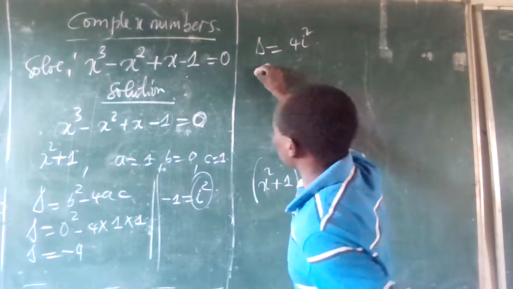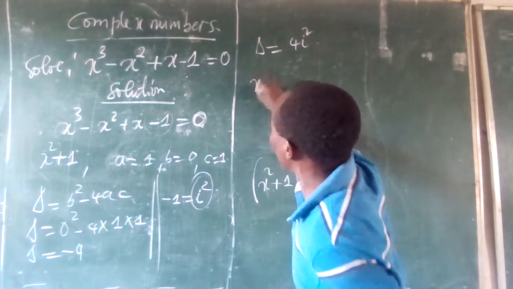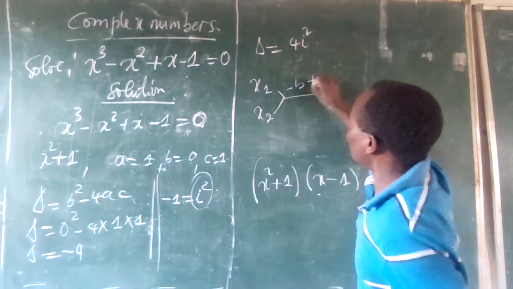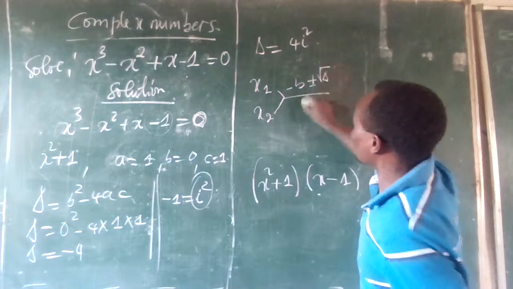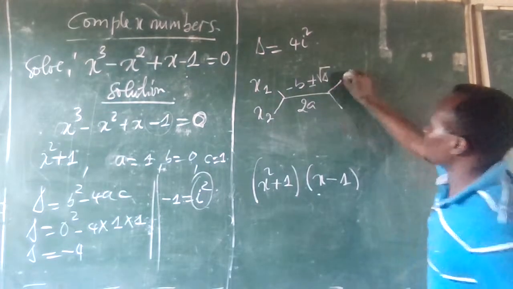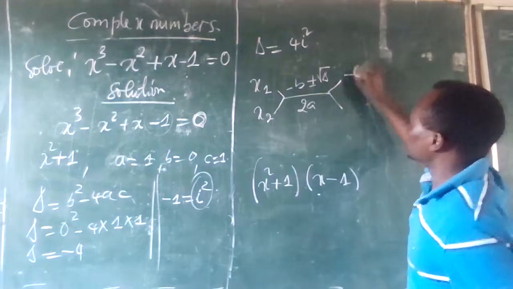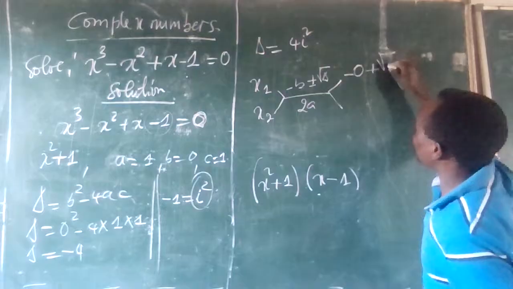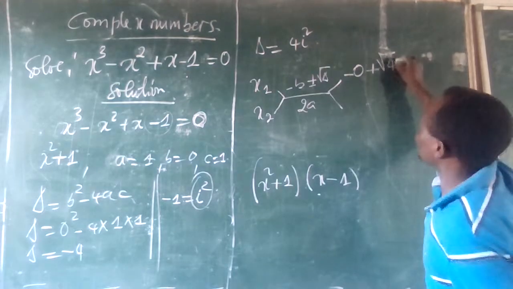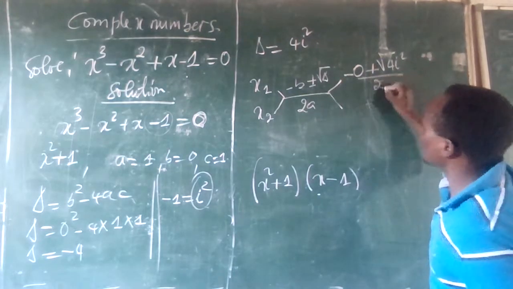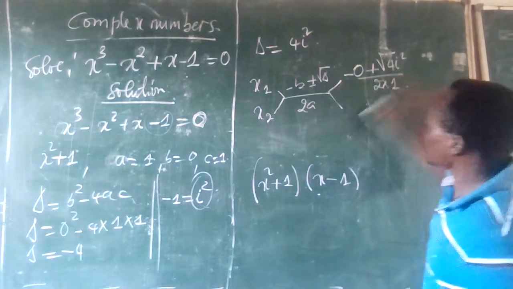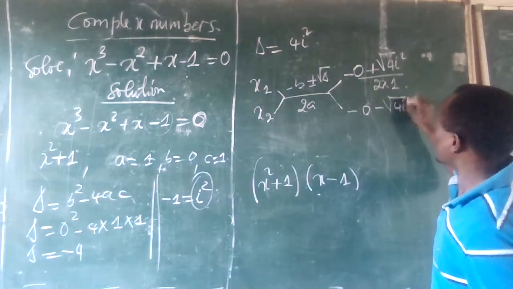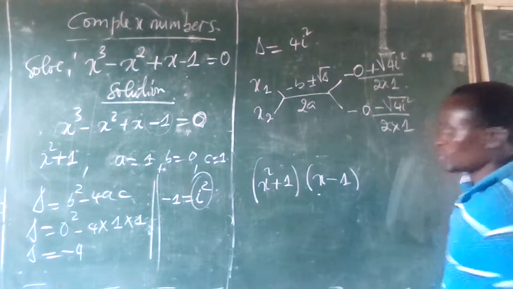Now let's have x1, x2, where it is minus b plus or minus root of delta over 2a. Now let's have minus b, where b is equal to 0, plus root of delta, which is 4i squared, over 2a, where a is equal to 1. And the next you have minus 0 minus root of 4i squared, our delta, over 2 times 1.